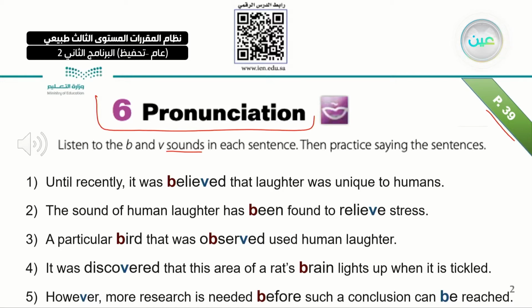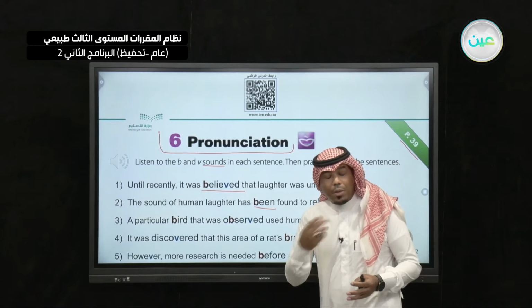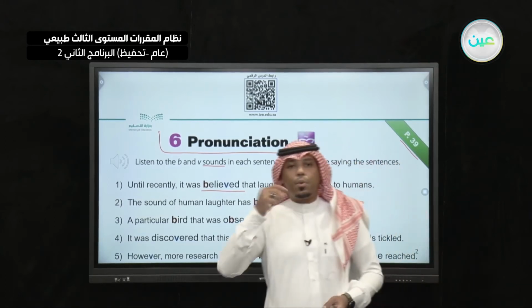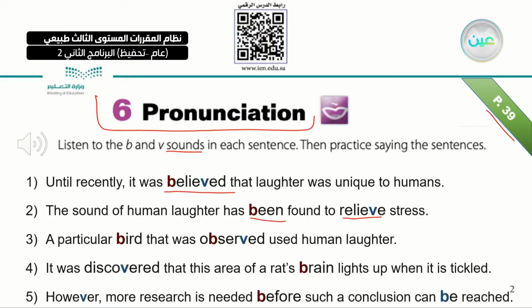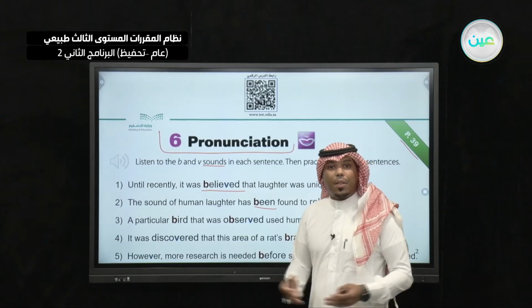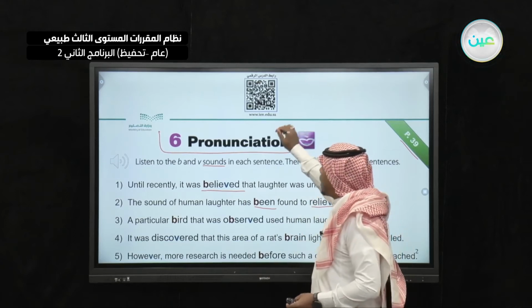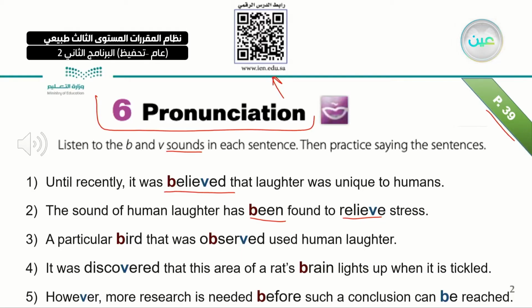Before such a conclusion can be reached. Look at the words that I underlined here, been, relieve. This is how we can pronounce the v and b sounds. Of course, you can use this barcode to access the online material and see the whole lesson.